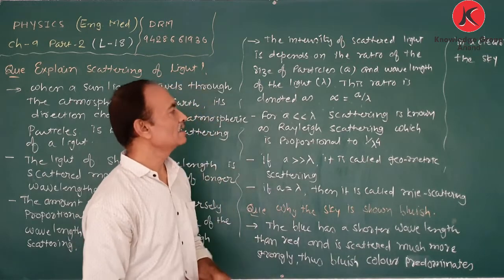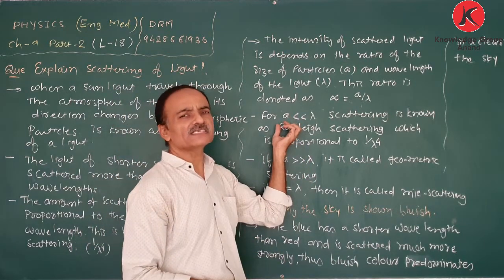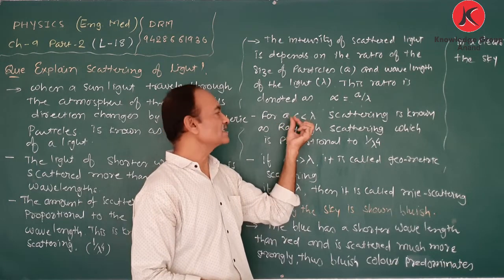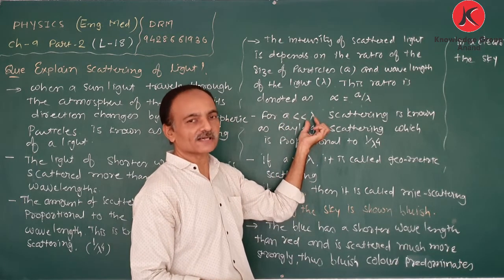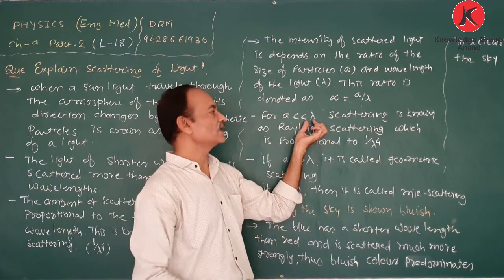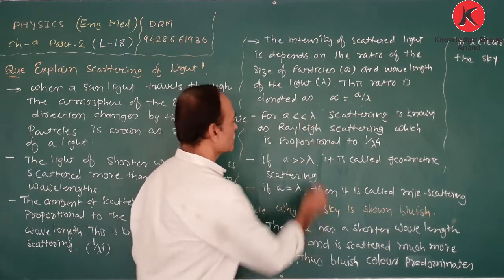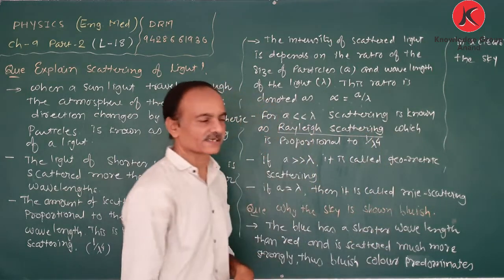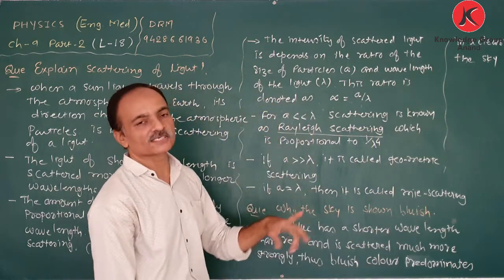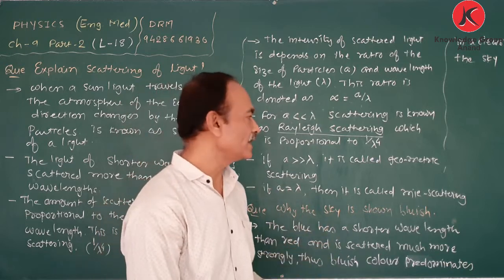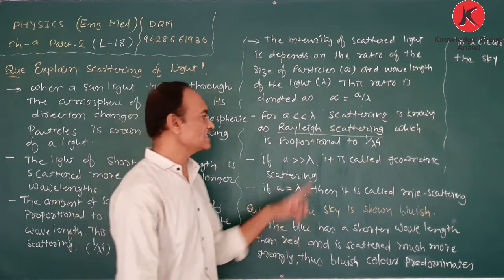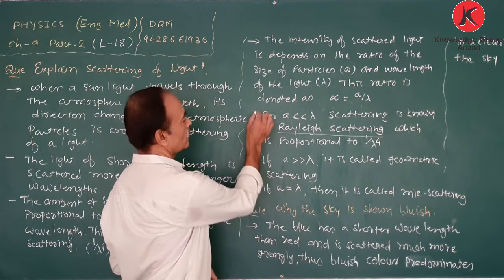If the size of the particle is very small compared to the wavelength of incident light, such scattering is known as Rayleigh scattering, which is proportional to 1 upon lambda raised to 4.